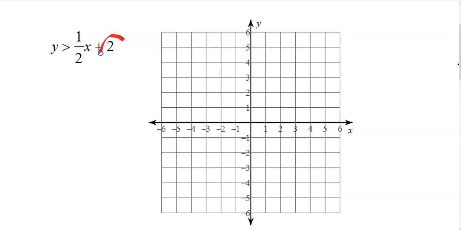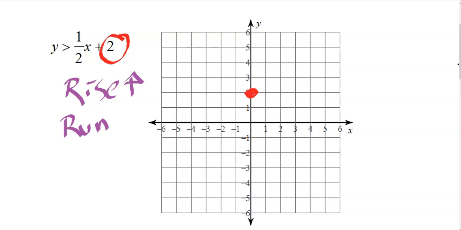Here I have a positive 2 as my y-intercept. I'm still going to start my graph at positive 2. The slope here is 1/2. That means the slope is rise over run. It still works exactly the same. I'm going to go up 1 since this is a positive 1 in the numerator, and go to the right 2 since those are both positive numbers. So I'd go up 1 over 2, and that's where I'd put my first point. Then I go up 1 over 2 again, and that's where I'd put the next point. I could keep doing that.